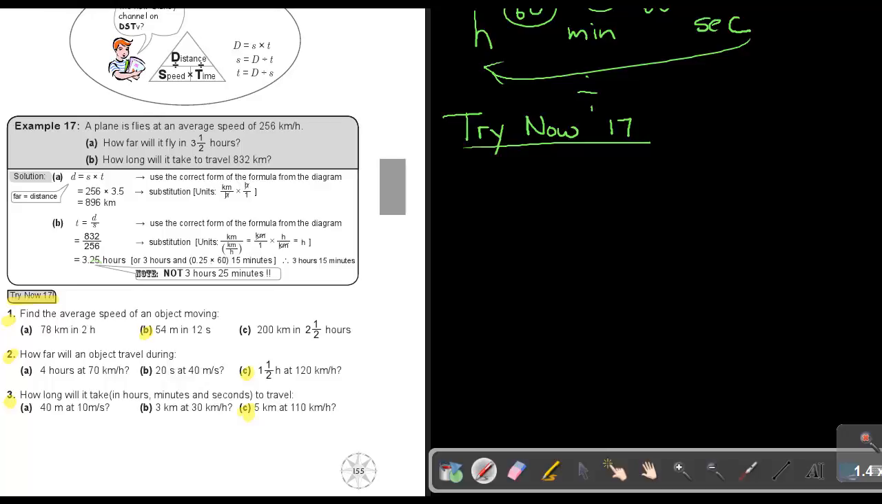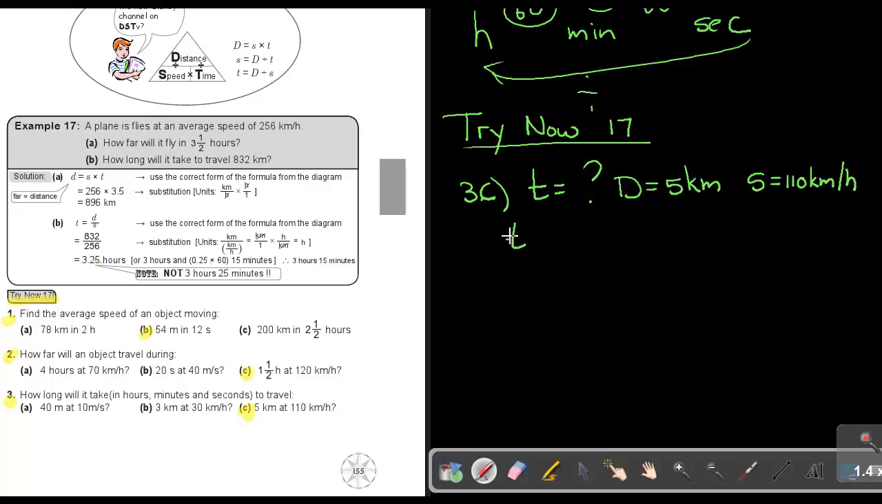Okay, and the last one is number 3C. And they are telling me, how long will it take? Now, they're asking for the time in hours, minutes, and seconds. So they want you to break it up. They are giving you the distance. What is the distance? It's 5 kilometers. And they are giving you the speed. What is the speed? The speed is 110 kilometers per hour.